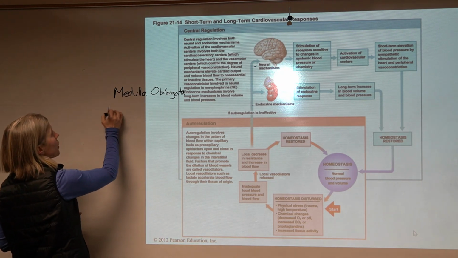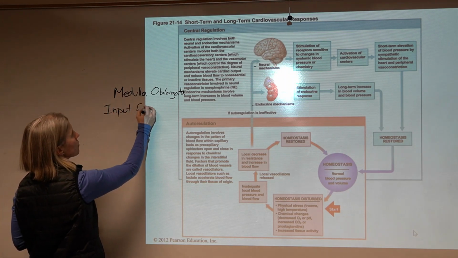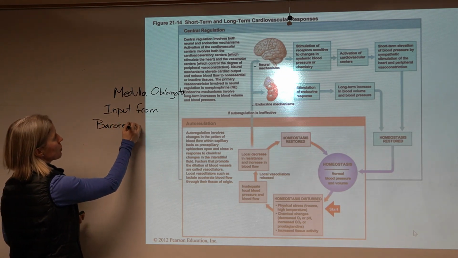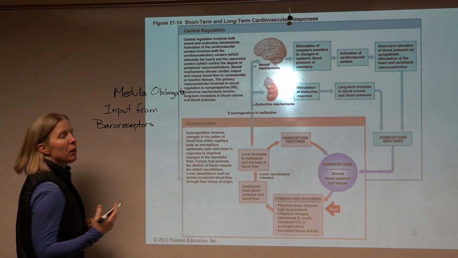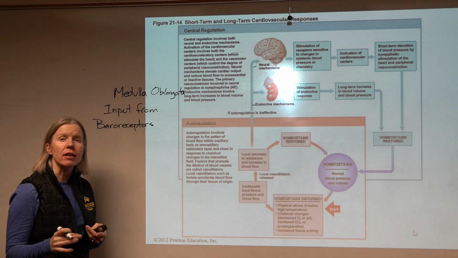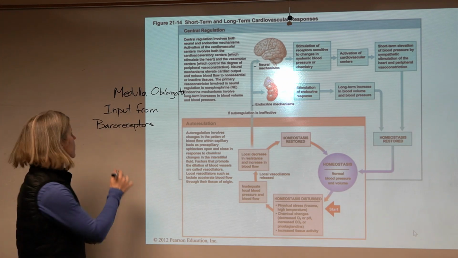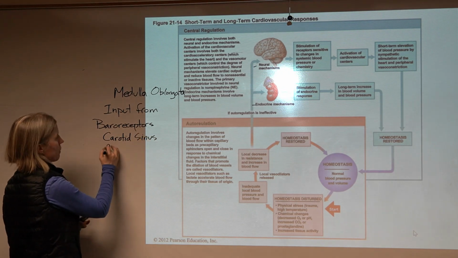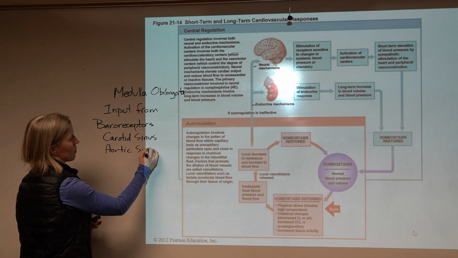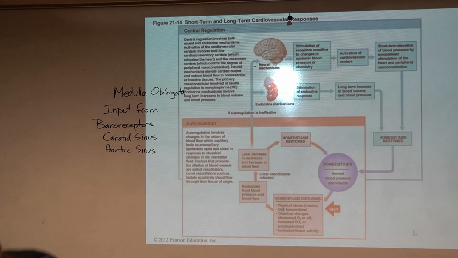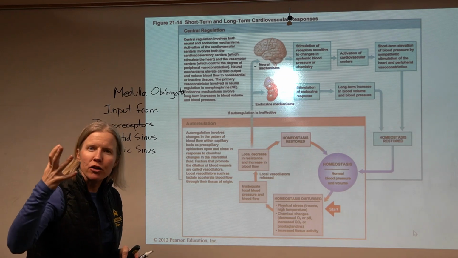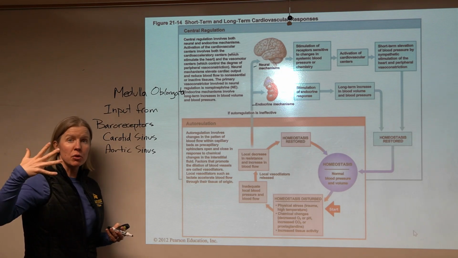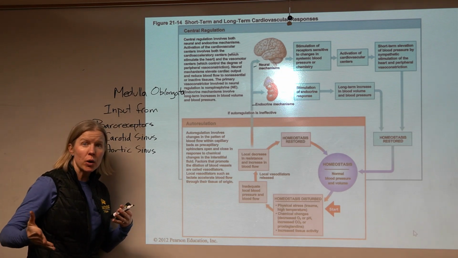So this input from baroreceptors, these baroreceptors are located in the carotid sinus and the aortic sinus. So this sinus is just like a little pressure sensor that's embedded in the wall of either the carotid artery or the aorta, and it's going to tell the medulla how we're doing blood pressure. Is it adequate, too high, too low?